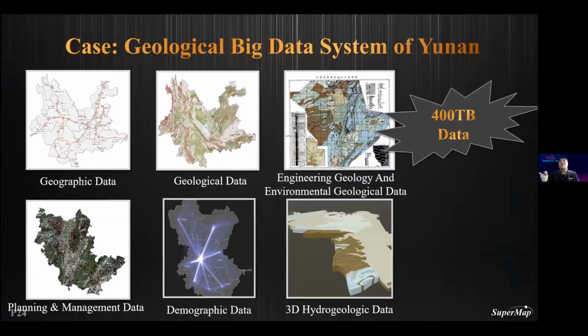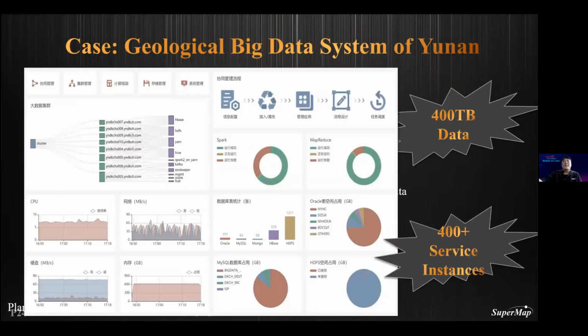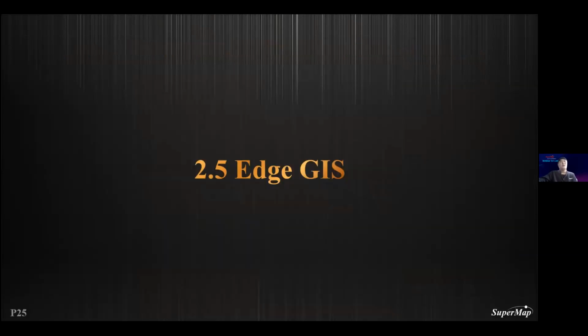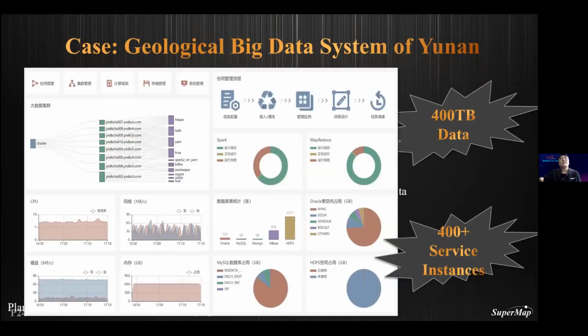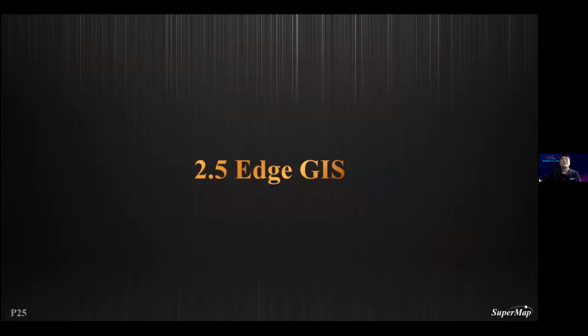There is one case which is based on the cloud native GIS, the Geological big data system of Yunnan. Yunnan is one of the very big provinces in China. And in this system, they have 400 terabytes of data and more than 400 service instances. So they use the cloud native architecture to handle all of those data and services.